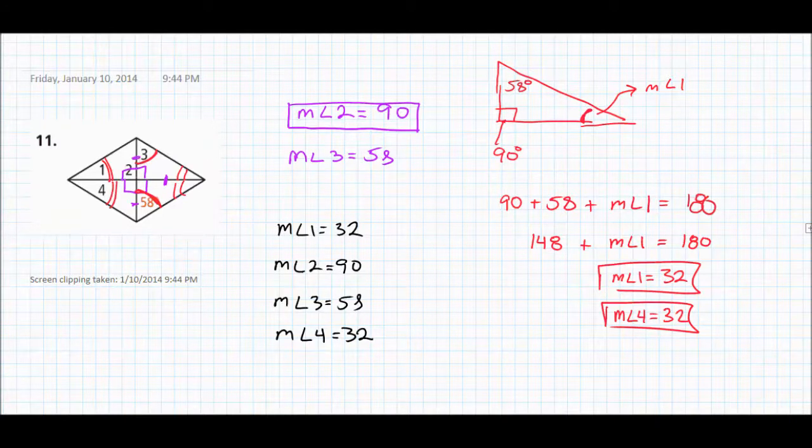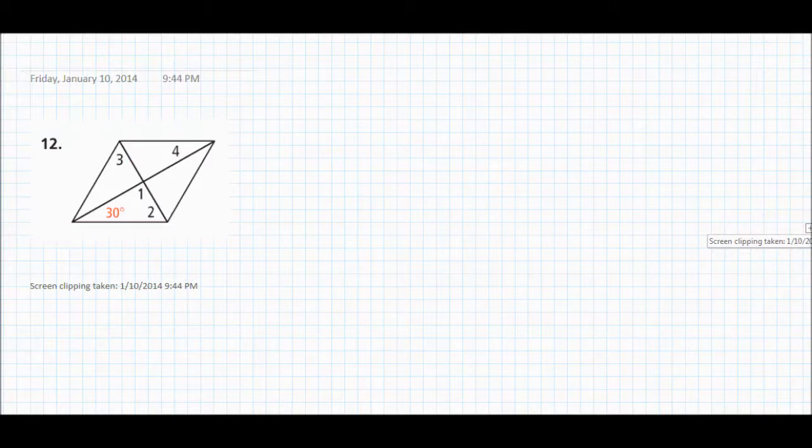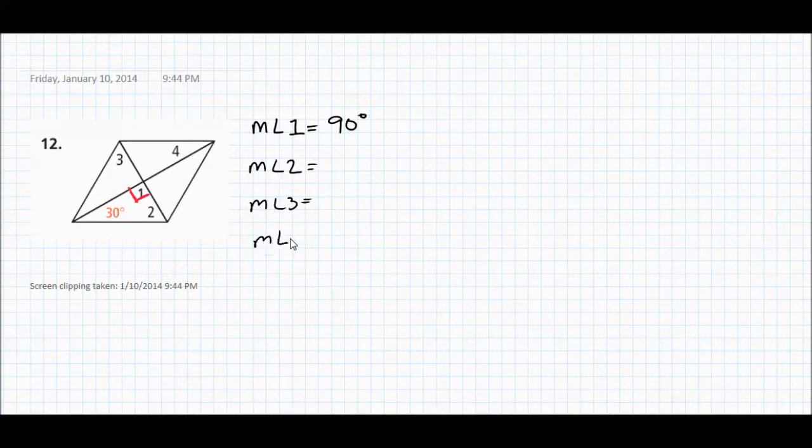Okay. Number 12. It's a rhombus, so we know again the first thing we can tell is angle 1 is a right angle. So let's write that over here. The measure of angle 1 equals 90 degrees. So now we just have to find the measure of angle 2, 3, and 4.